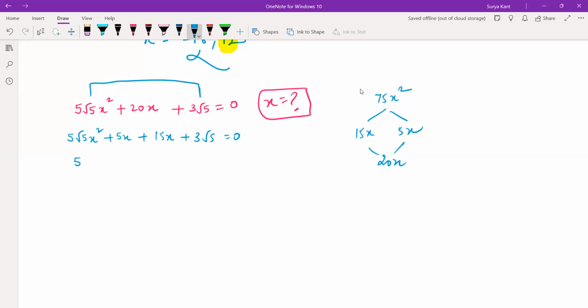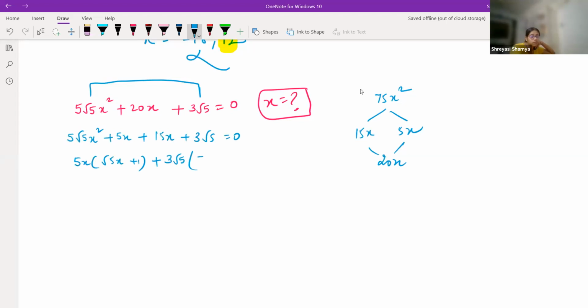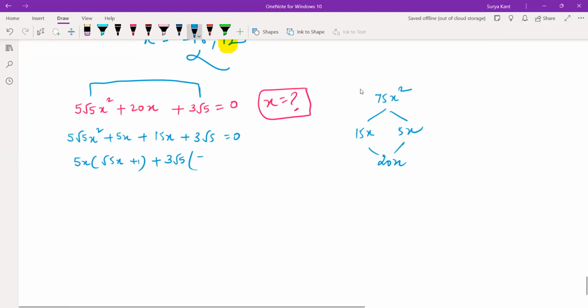So common in first is what? 5x. So root 5x plus 1. And here what is common in these two? 3 root 5 only is common. Sorry, 3 only is common, I believe, right? No, root 3 root 5 is fine. So root 5x plus 1. So here you can write root 5x plus 1 into bracket 5x plus 3 root 5 is equal to 0.